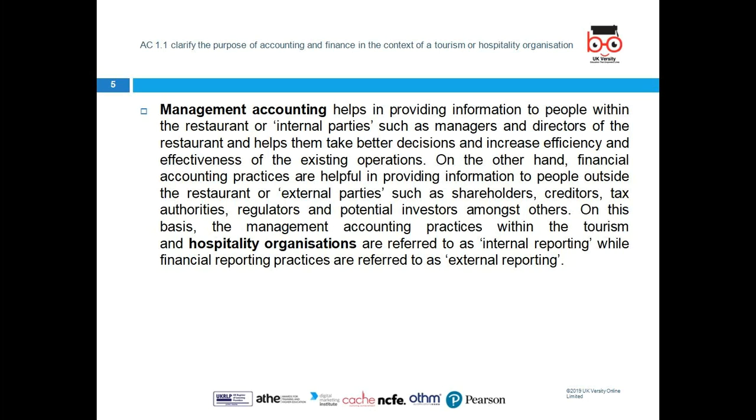On the other hand, financial accounting practices help to provide information to people outside the restaurant, outside the organization, like shareholders. Creditors are our suppliers, those who provide us goods or services, but we have not made the payment yet. Tax authorities are also looking for information in the financial accounting: how much profit, how much loss, how much tax we need to pay.